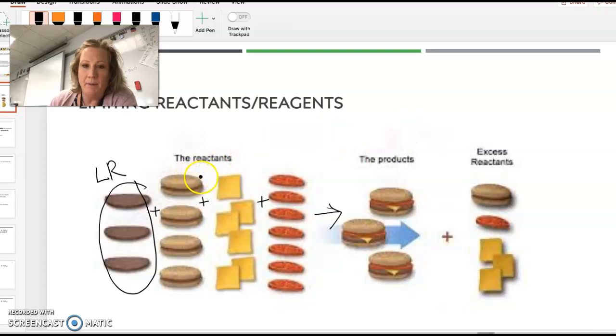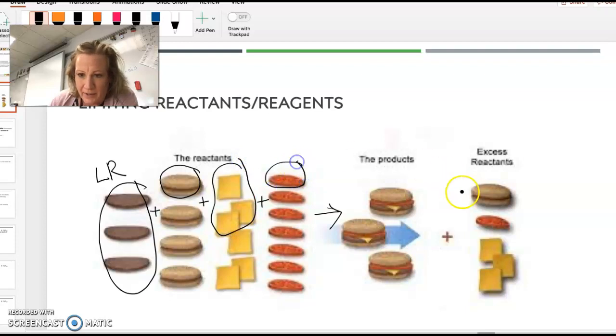And then that means I'm going to have excess of these other reactants. I should have more tomatoes in excess. I've only used 3, so I should have like 4 extra tomatoes left over. So that's just an analogy to kind of help you to start to think about what an excess reagent is.